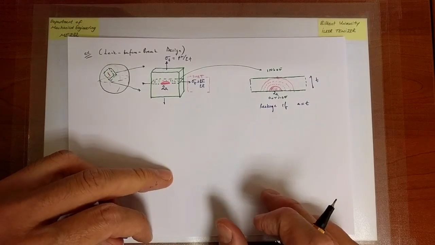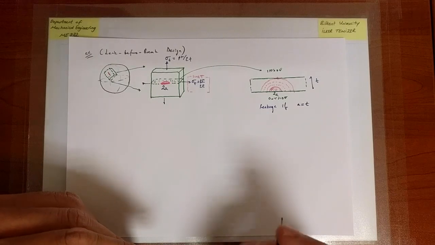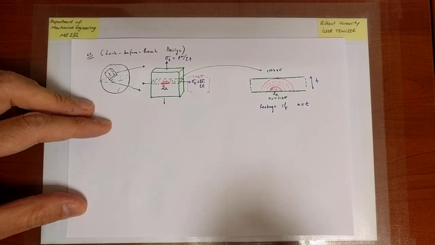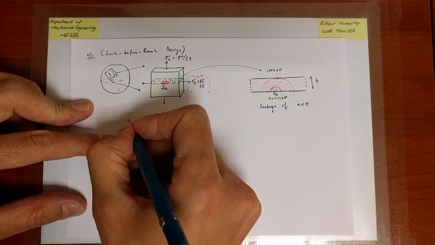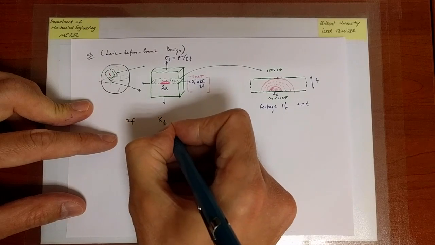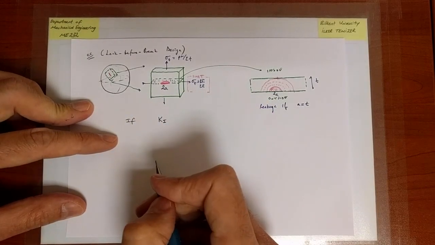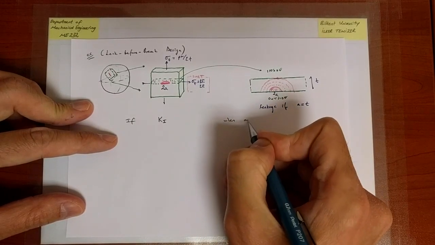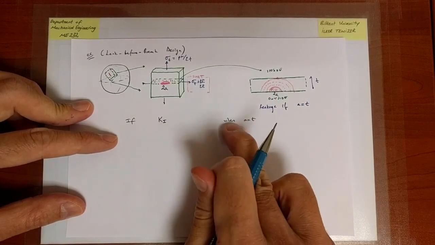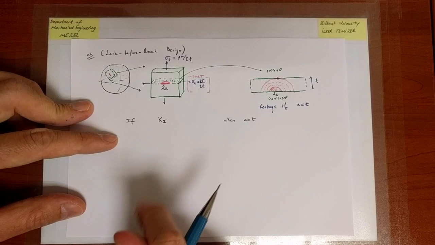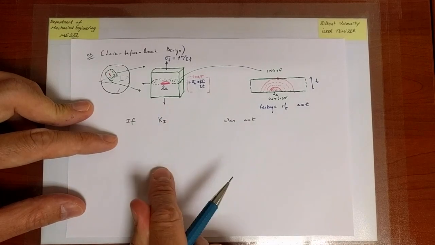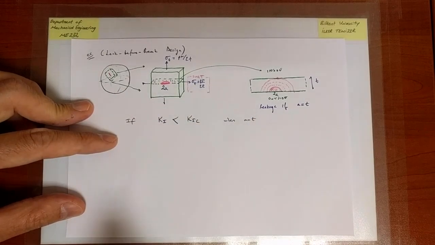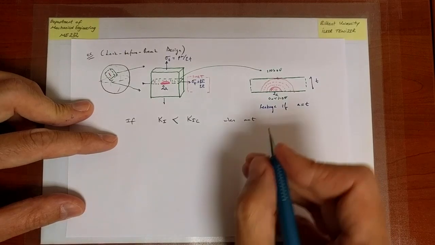In that case, the gas will escape from the inside to the outside. Now, how can I check if leak before break is satisfied? The way I can check it is I can calculate the value of K1 for a given crack size of a equals t. Okay? So when a equals t, leakage is about to happen. I calculate the K1 value at a equals t, and I compare it against K1C. If it is less than K1C, then leak before break happens.